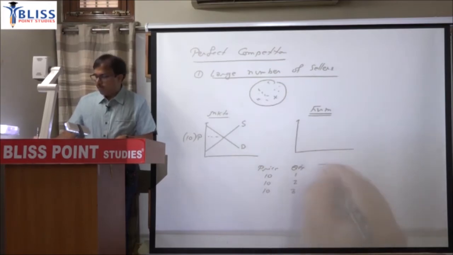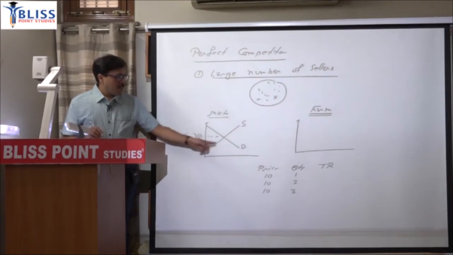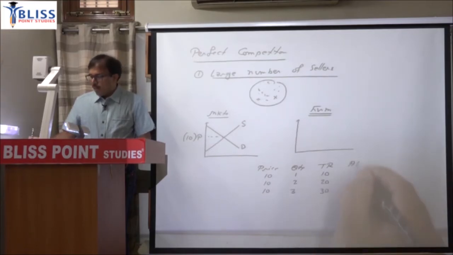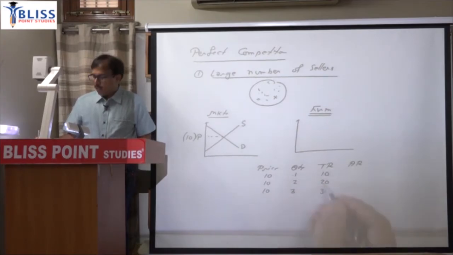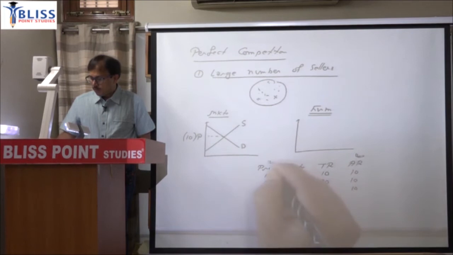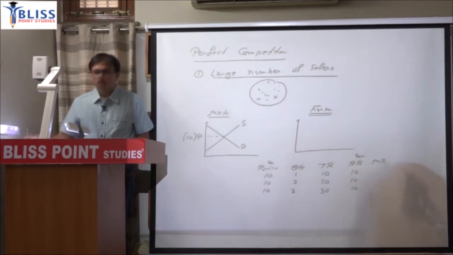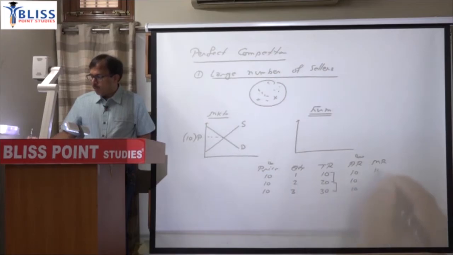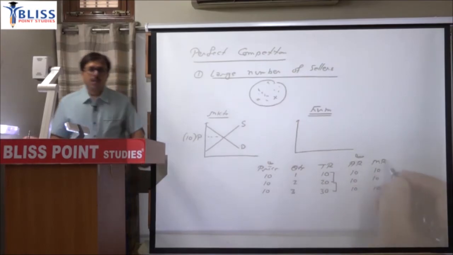So for a single firm, what is the implication? Total revenue for that single firm is price multiplied by quantity. So 10 into 1, into 2, into 3. If you calculate average, then what is average? Average, I said, total revenue by quantity. So 10 by 1, 20 by 2, 30 by 3. So it will be always equal to price. And what is the concept of marginal revenue? Marginal means change, additional. So how much is addition to total revenue? Addition to total revenue every time is also equal to 10, which means price equal to AR equal to MR.